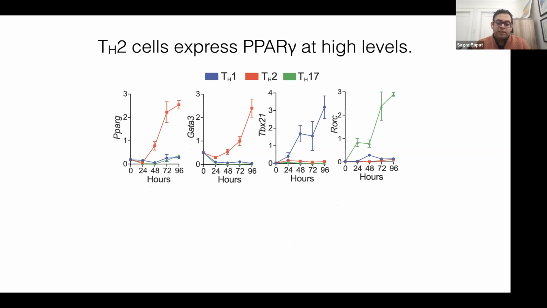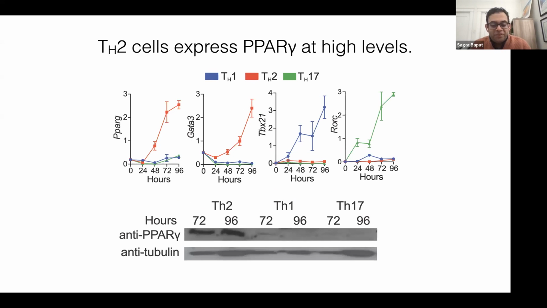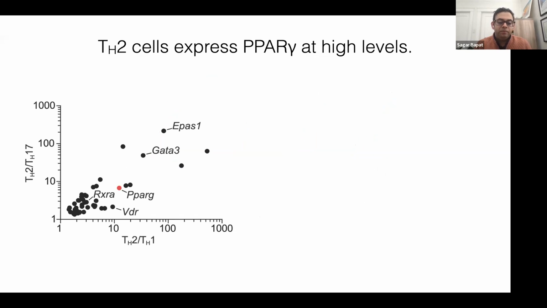And when I looked at it more carefully, it turns out that's true. As the Th2 cells differentiate in vitro, the PPAR gamma levels go up in concert with its master regulator GATA3. And this is a reasonable Western blot from graduate school, the best I could do at the time, showing that PPAR gamma is in fact expressed in Th2 cells. And this again just shows more carefully that PPAR gamma seems to be highly uniquely expressed in Th2 cells.